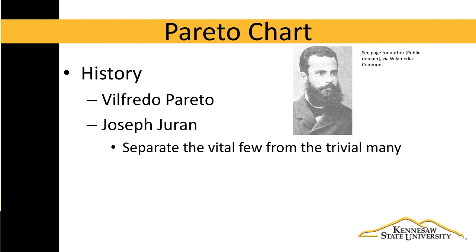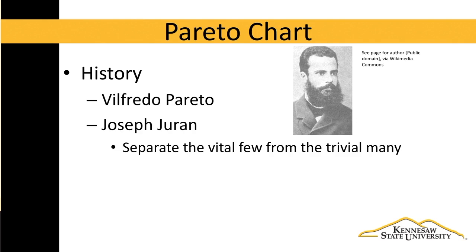The idea was developed in the 19th century by an Italian economist, Vilfredo Pareto. He developed the 80-20 rule. He determined in Italy that 80% of the land was owned by 20% of the people. You may have heard of this rule. The idea has been widely adopted and modified.